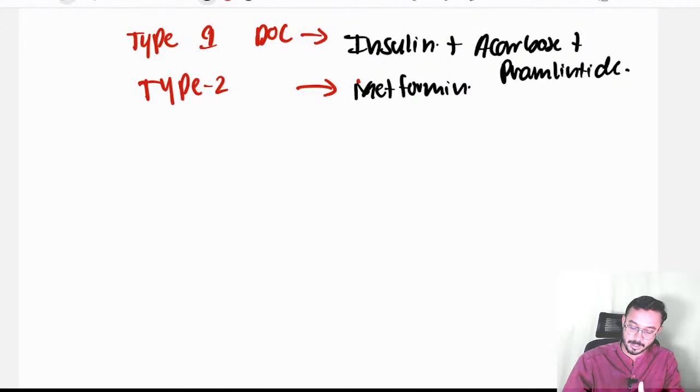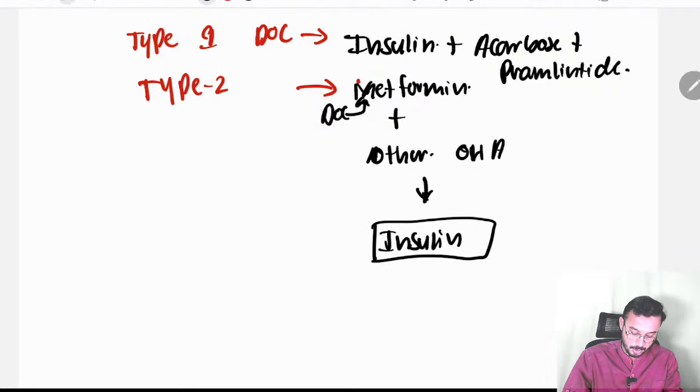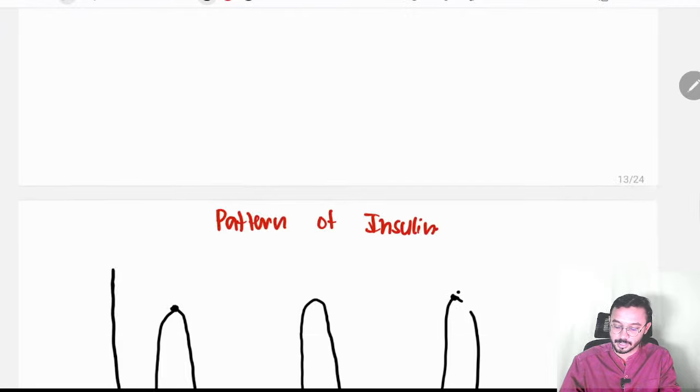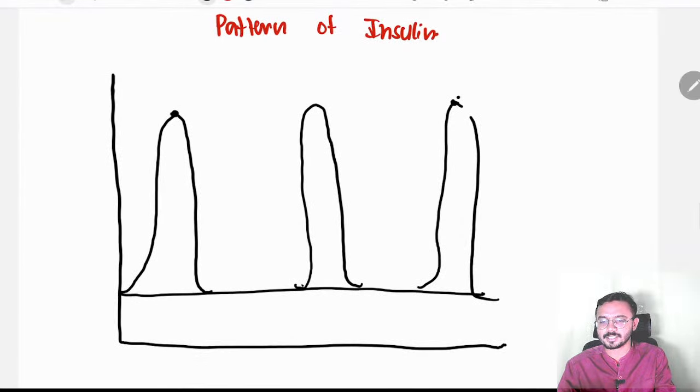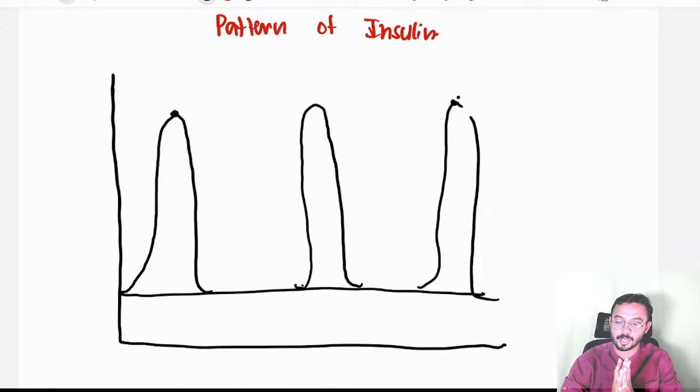And next, in type 2 diabetes mellitus, the drug of choice is metformin, and you can give all other oral hypoglycemic agents. Then also if blood sugar is not controlled, last is insulin. Okay. So this is about treatment. Most of the students get confused about how basal insulin, bolus insulin and all work. So let's discuss. Insulin is very important. You may get questions on insulin.